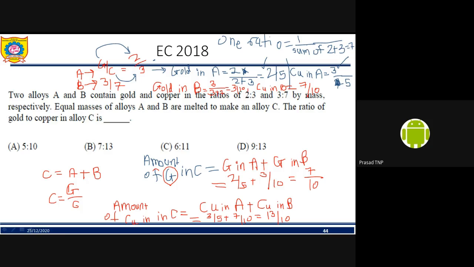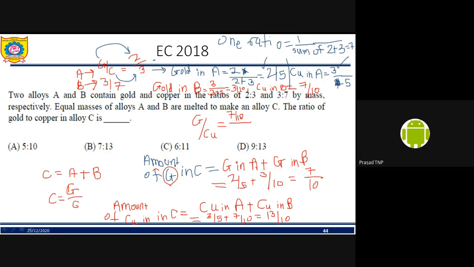Okay. So now we have calculated the amount of copper in C and the amount of gold in C. Now we have to take the ratio of gold to copper in the alloy C. So how much gold is present in C? 7 by 10.